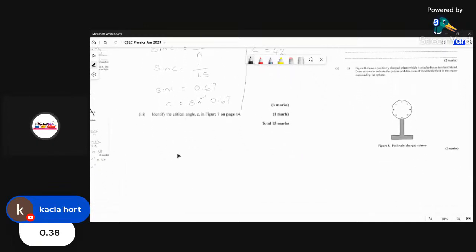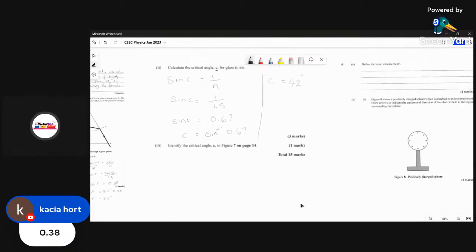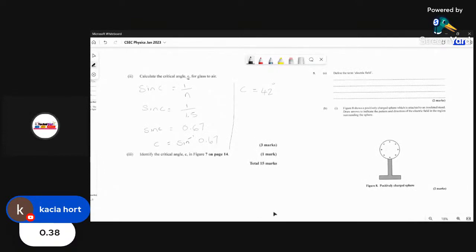Final one for question 4. Identify the critical angle C in figure 7 on page 14. That one now I'm not going to go there first. I want you to tell me, what is the critical angle? By definition, what is critical angle? And by knowing the definition, that's how we'll be able to find it on the diagram. Because we have to know what it is. Okay, good, Rashid.